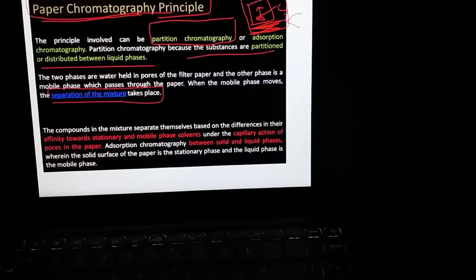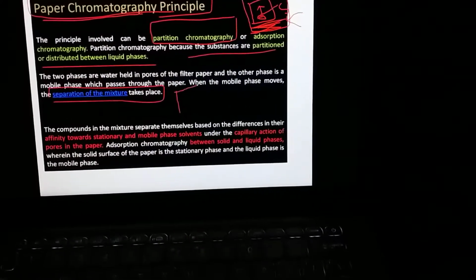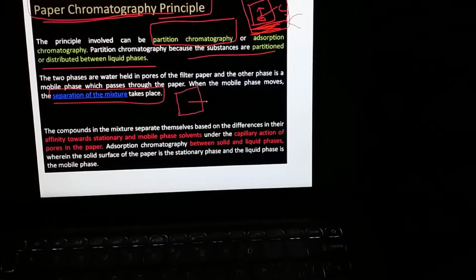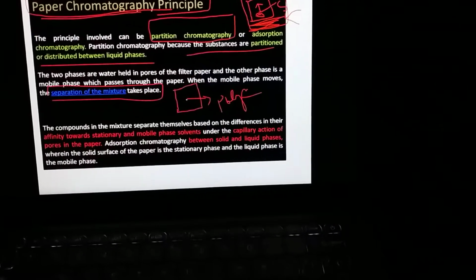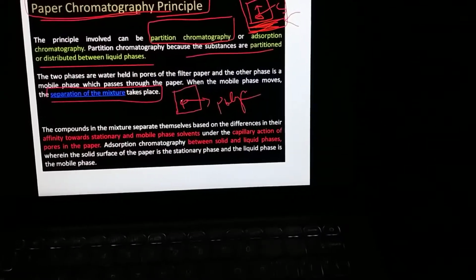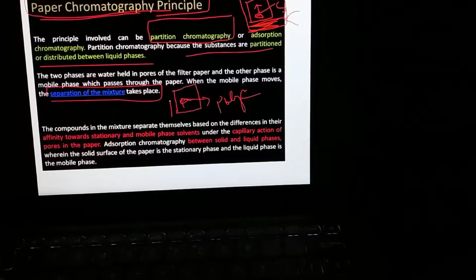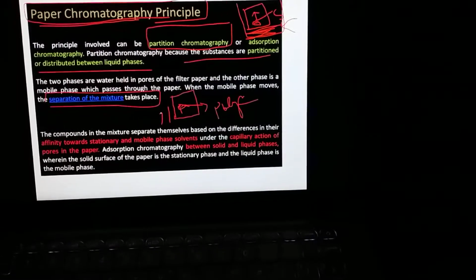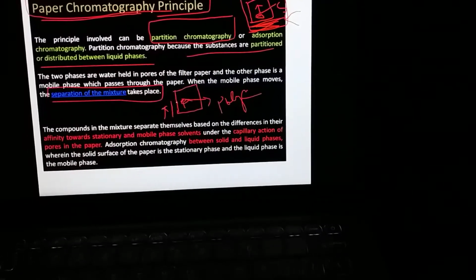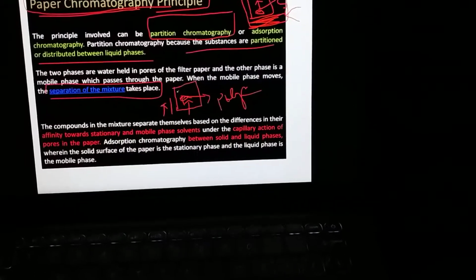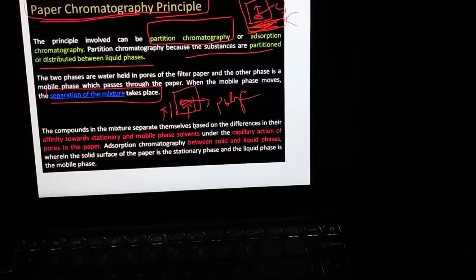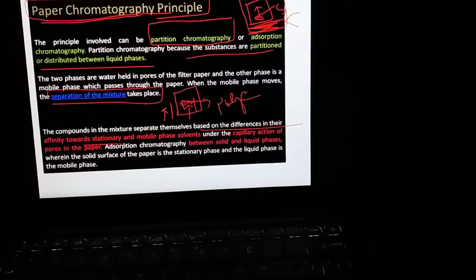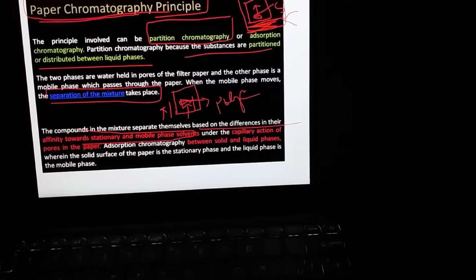Okay, so in paper chromatography, this is the paper, and since it is a polymer, or you can say cellulosic in nature, capillary pores are involved for the direction and for the migration of the components as well as your mobile phase. So according to this, your components will be separated. The compounds in the mixture separate themselves based on the difference in their affinity towards the stationary phase and the mobile phase solvent. I think I have explained this.